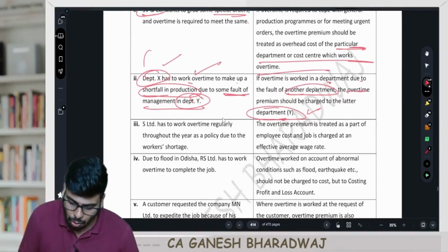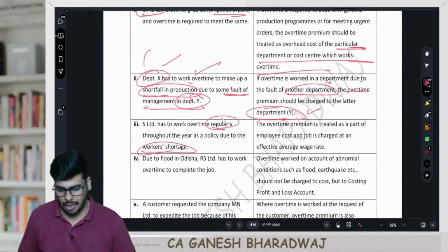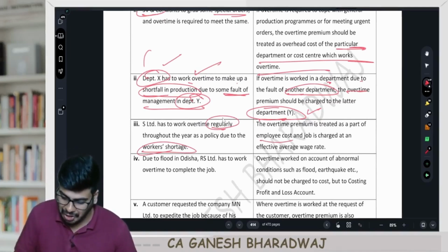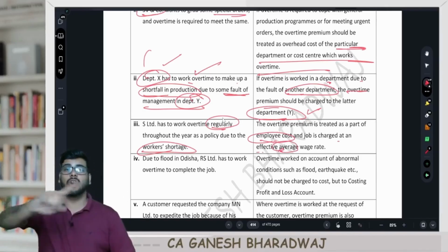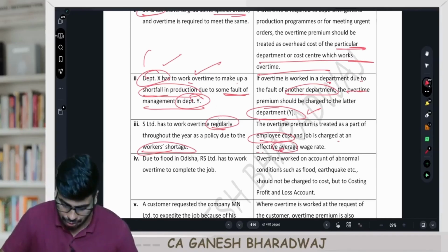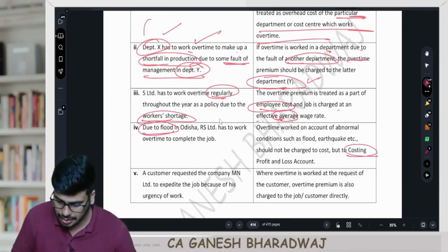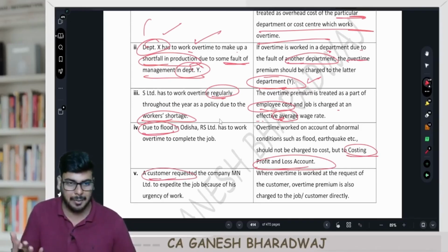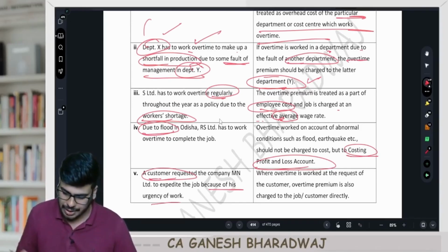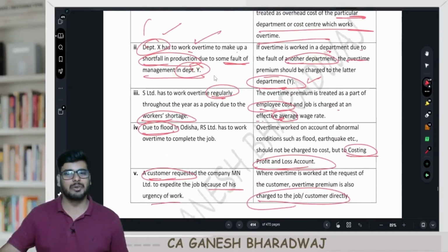S Limited has to work overtime regularly due to worker shortage. What will you do? It should be charged as employee cost, and it should be charged at an effective average wage rate. That is, all my jobs should take this hit. Due to flood in Orissa, overtime, what is it? Take it to costing P&L. A customer requested the company to expedite, means quickly finish the job because of its urgency. What will you do? It should be charged to the job or the customer directly. Are you clear with this, guys?